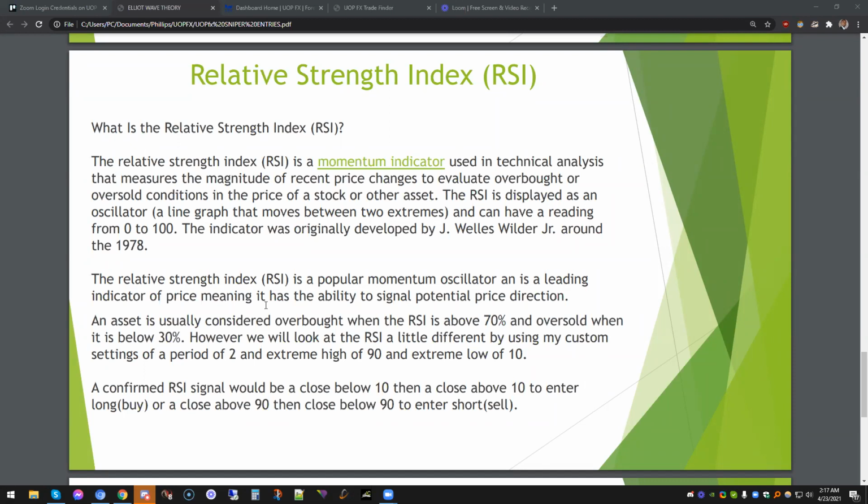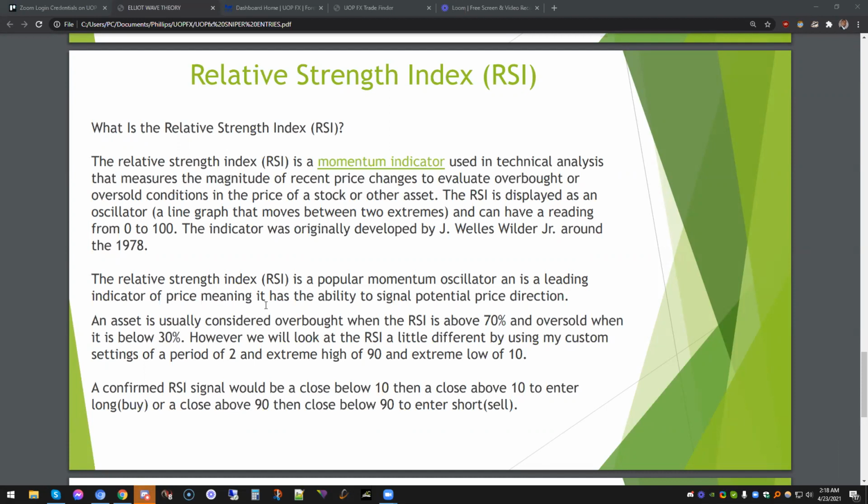So I use the RSI indicator with a period of 2, and I use my extreme high at 90 and my extreme low at 10. And one of the reasons why I use my extreme low at 10 and my extreme high at 90 is generally because when the RSI goes into these levels, it comes out very strong. So the price reacts to these levels in a very strong way.